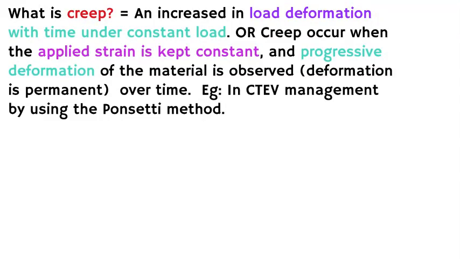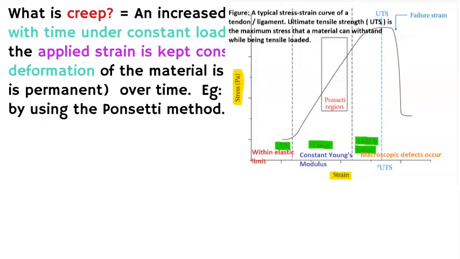This figure shows a typical stress-strain curve of a tendon or ligament. The ultimate tensile strength, UTS, is the maximum stress that a material can withstand while being tensile loaded. So, the toe region is within the elastic limit. The linear region has a constant Young modulus. The yield and failure region is where the macroscopic defects occur.